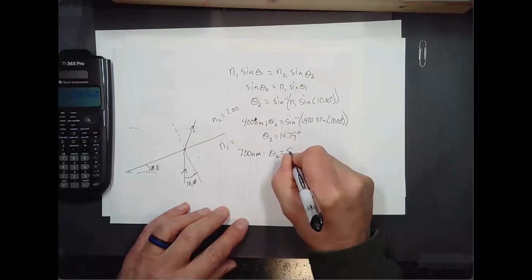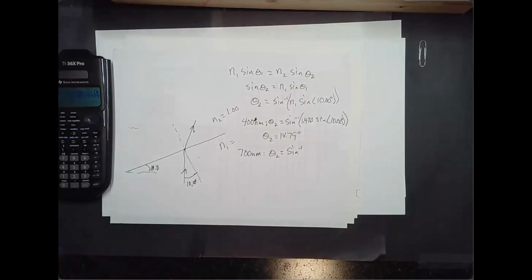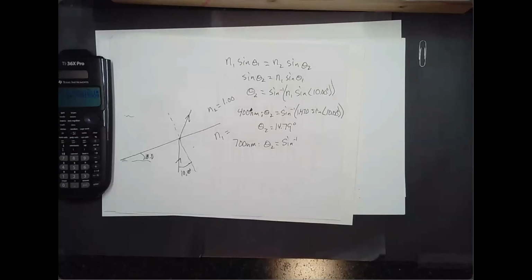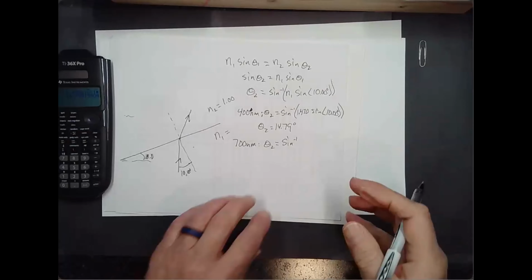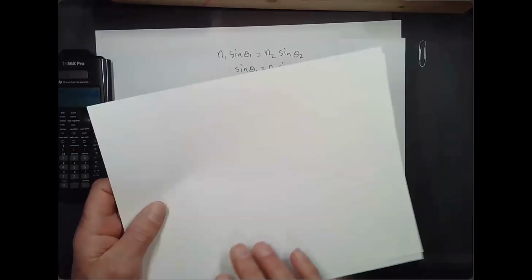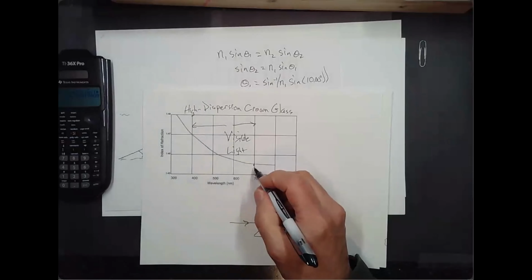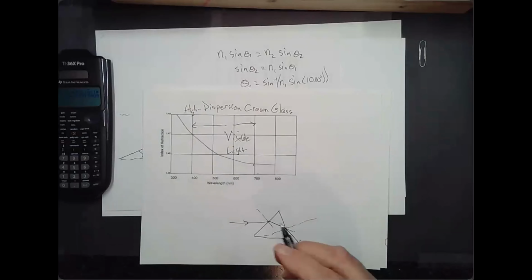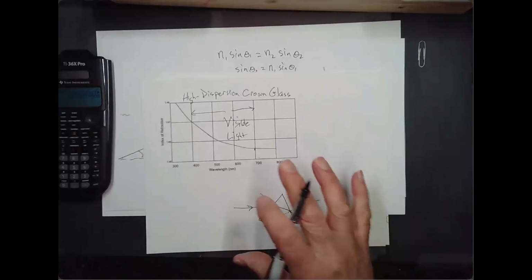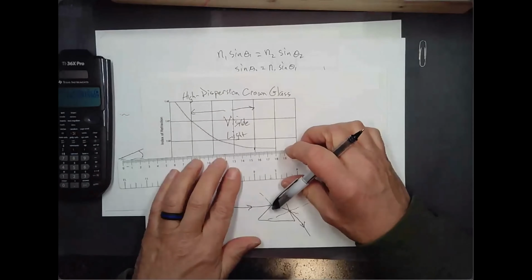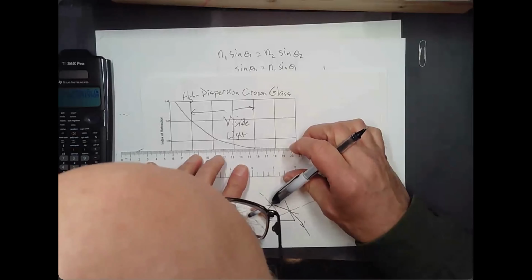Theta 2 will equal the inverse sine of, for this one, what did I do with that sheet? Good grief. Oh, it's on the back of this. 700 nanometer light, I am going to have to estimate this. So, calculator directions. What did I do with my ruler? Oh, there it is. Threw it on the floor. Okay, I'll try to do this as well as I can.